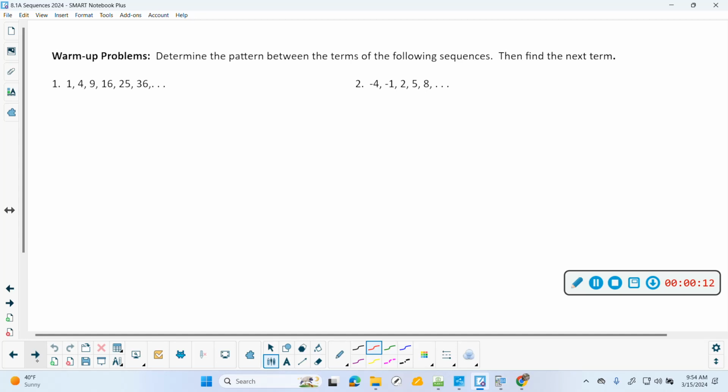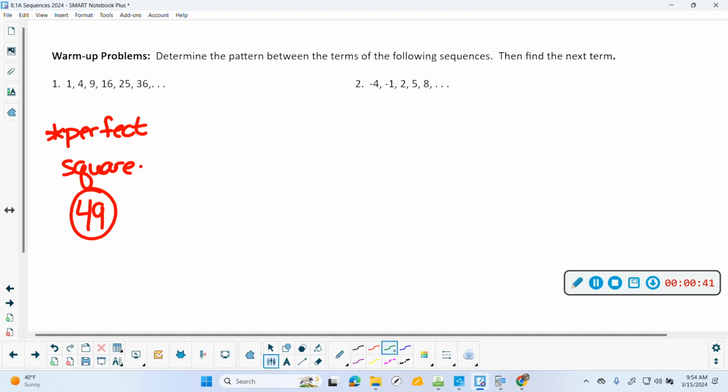So what do you notice about the list of numbers in the first one? They're all squares. They're all perfect squares. So it says determine the pattern. I'm not going to write an essay. I'm just going to say perfect squares. And what would be your next perfect square in the list? 49, because it asks you to find the next term. Well, that wasn't too stressful.